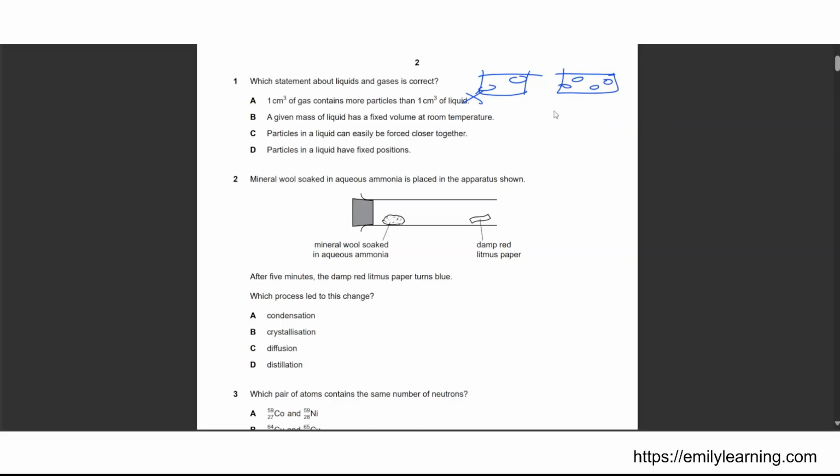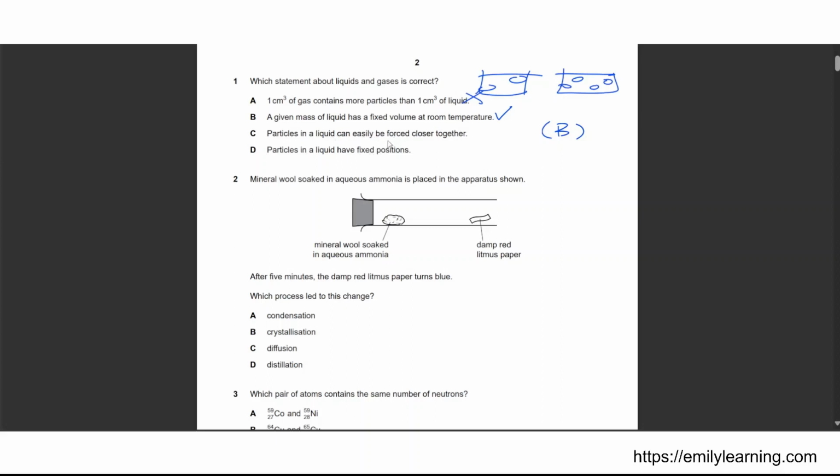Part B, a given mass of liquid has a fixed volume at room temperature. So this is true. If you're given a mass of a liquid, if the temperature remains constant, its volume should remain constant. So B is correct and it is the answer. So let's move on to see why C and D are incorrect.